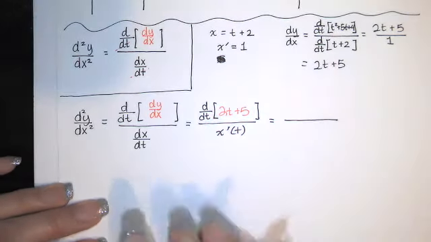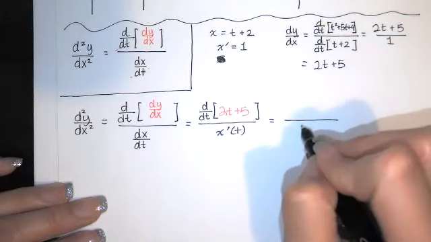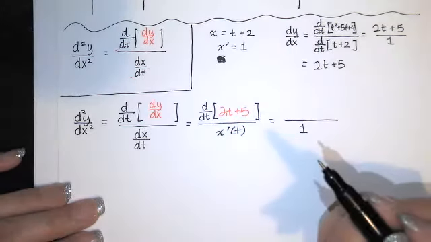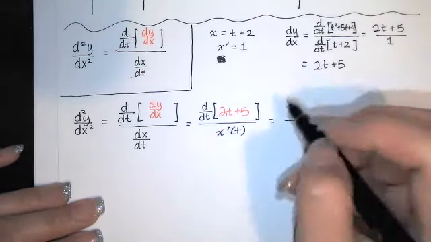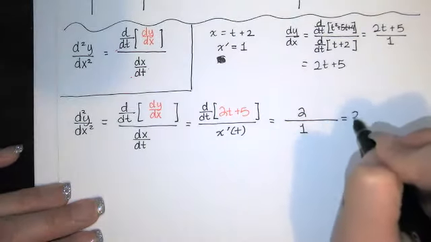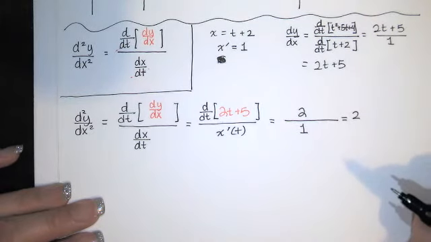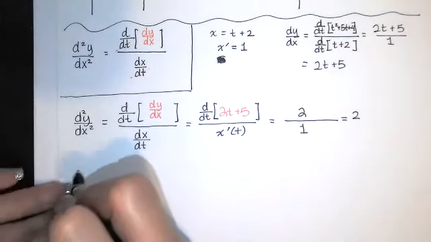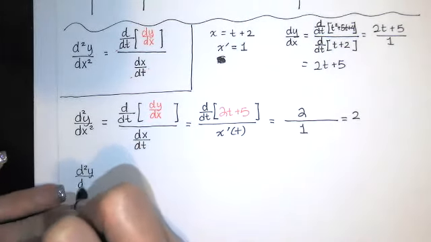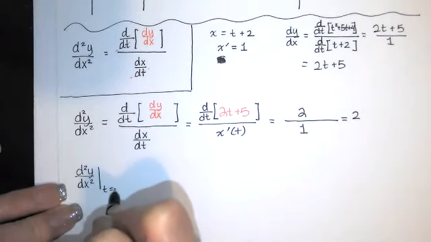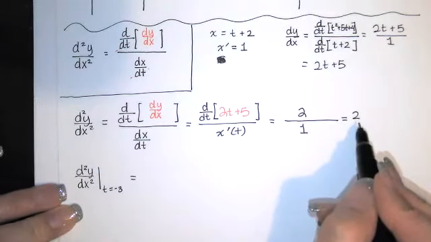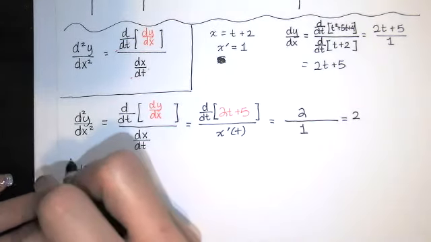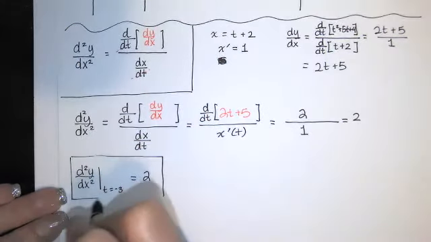I know I'm using prime notation and Leibniz notation in the same problem. It's a little unusual, that's okay. So I have a 1 down here, and the derivative of the numerator is 2. So it looks like the second derivative is always 2. Well, what does that mean? When they ask me now for the second derivative evaluated at t equals -3, I would replace t with -3, but there's no t over here. So it's just 2. So that's the answer to that question.